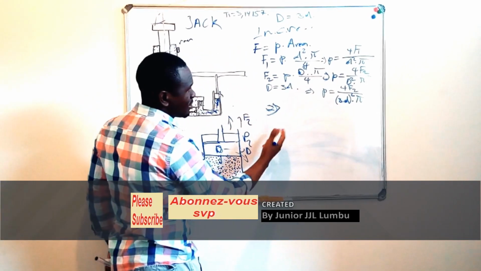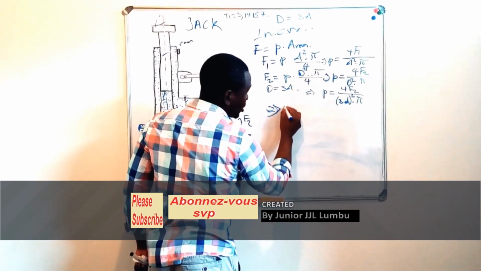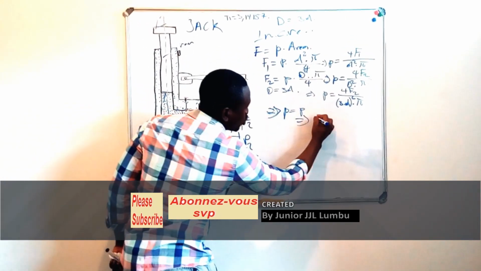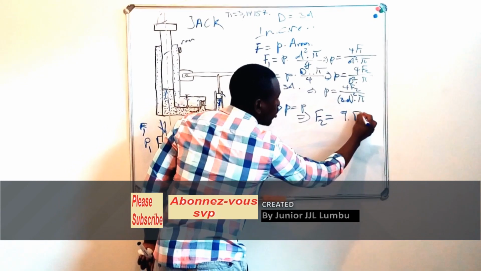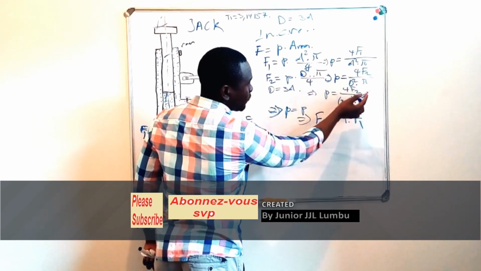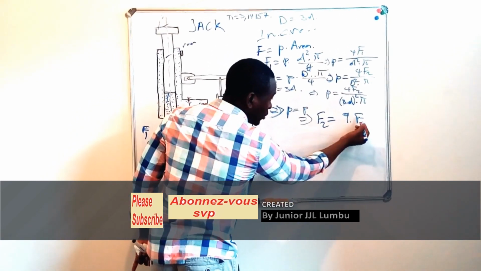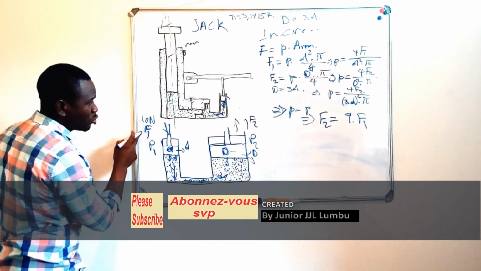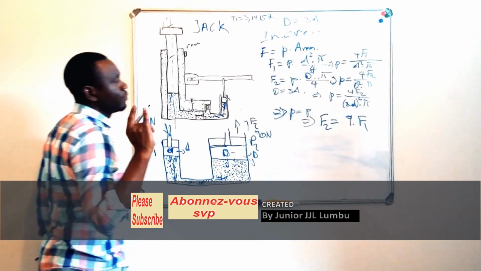And then, again, this means that P is equal to the other P, the pressure is equal to the other pressure. And at the end of the day, because I don't have enough space here, force 2 will be equal to 9 force 1, because 3 squared equals 9. So if you simplify there, you're going to realize that you're left with 9. So F2 equals F1 times 9. So if you put 10 newton here as your force, on that side you're getting 90 newton. Wow, 90 newton. But now here's the problem.